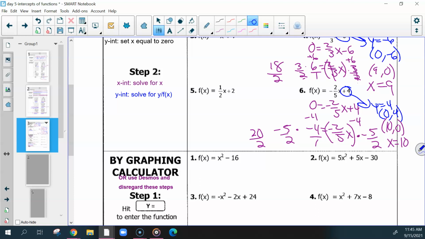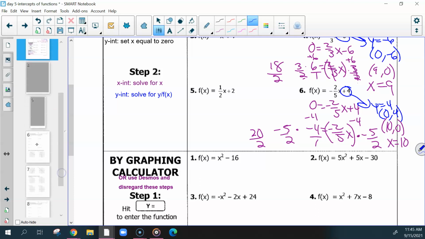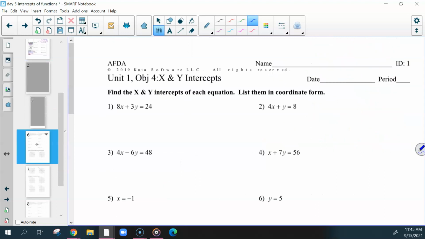So in a moment, I'm going to let you guys go through the other ones we did not do. I do want you to jump to the last page that looks like that. Did anyone need me to go back?